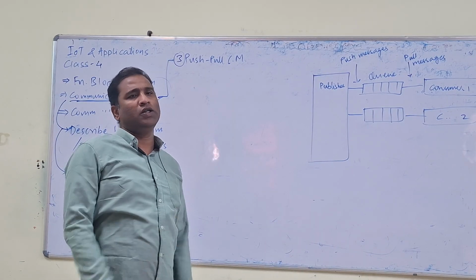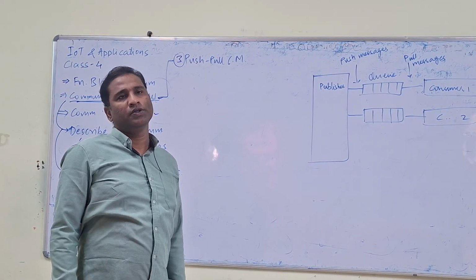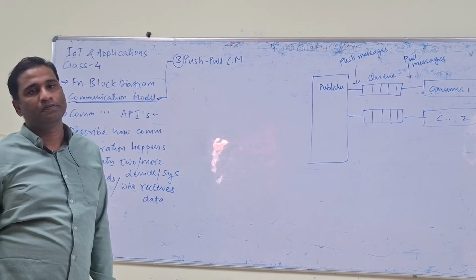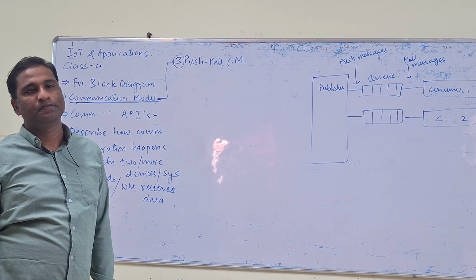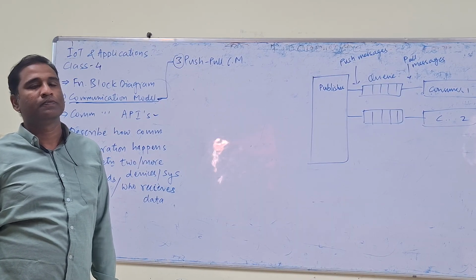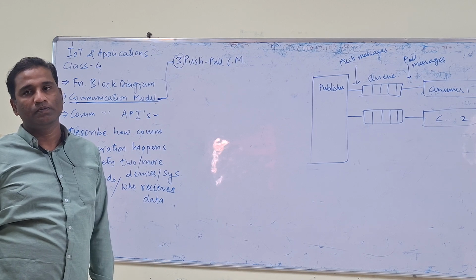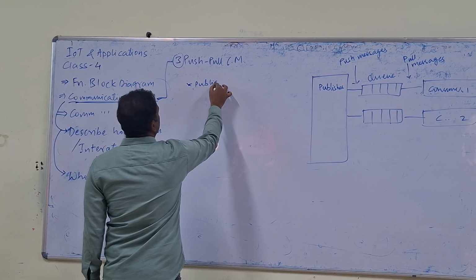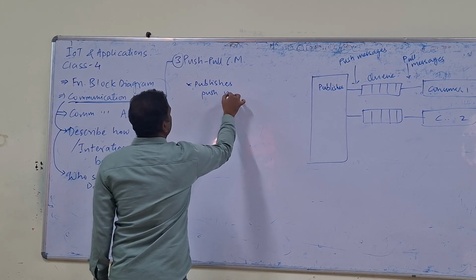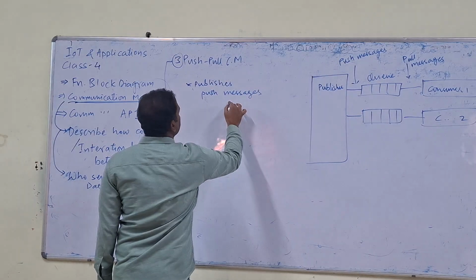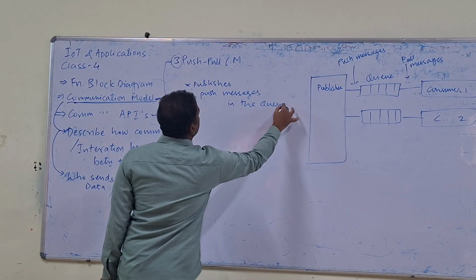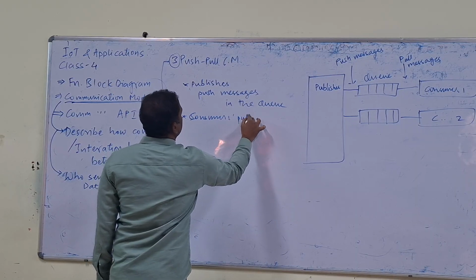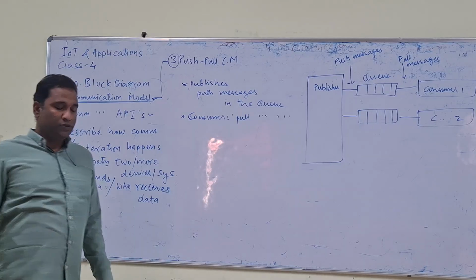Actually, I could have taken another reasoning there. Why is it needed? Yes. Required. You write those sentences: publishers push messages to the queue, as visible in the diagram. Consumers pull the messages from the queue. Yes.